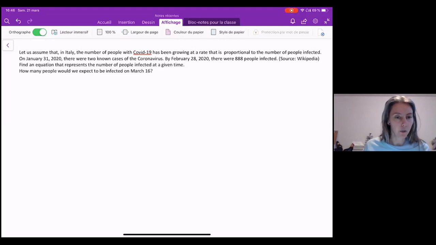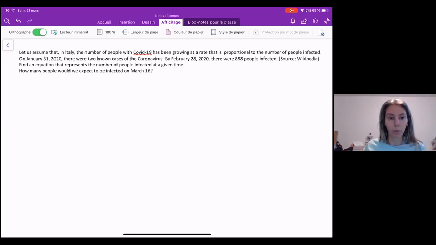So it's been growing at a rate that is proportional to the number of people infected. On January 31st, 2020, there were 2 known cases of the coronavirus in Italy. By February 28th, 2020, there were 888 people infected. So first, we want to find an equation that represents the number of people infected at a given time. And second, we want to use this equation to find out how many people we would expect to be infected on March 16th.